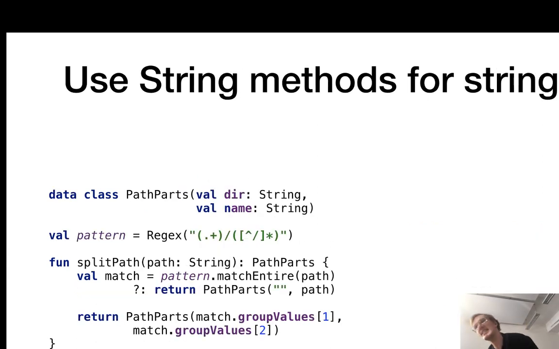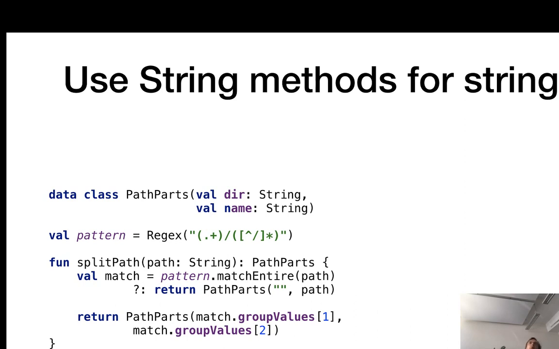And finally, the last trick I'm going to show is how you can use Kotlin string methods for string parsing. So let's suppose that I want to split a path into a directory and a file name. And in this example, I'm using regular expressions for that. And everyone knows regular expressions. Everyone reaches for them whenever they need to perform a string parsing task. And Kotlin has a very nice API for working with that. And this example shows how you can use it.